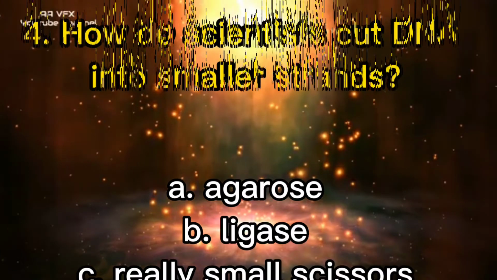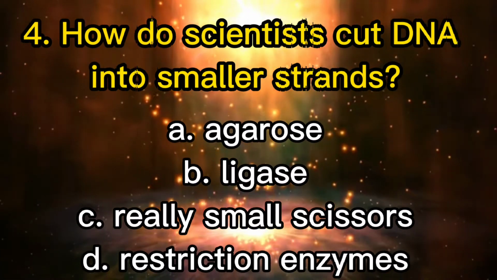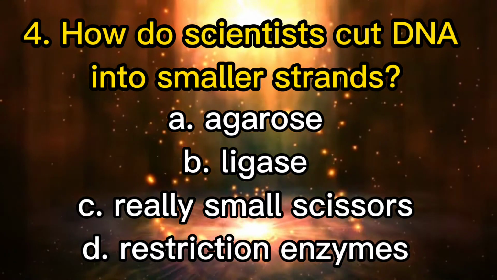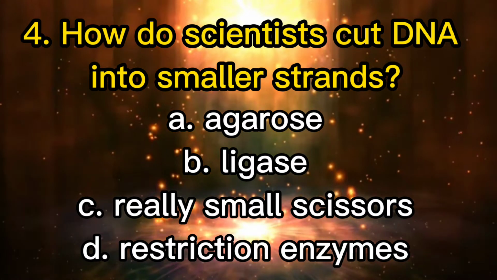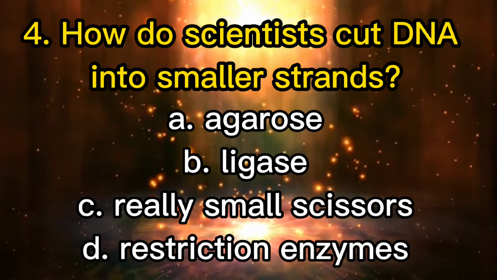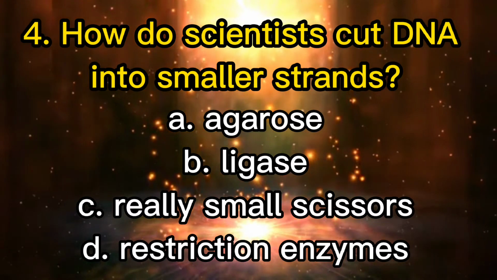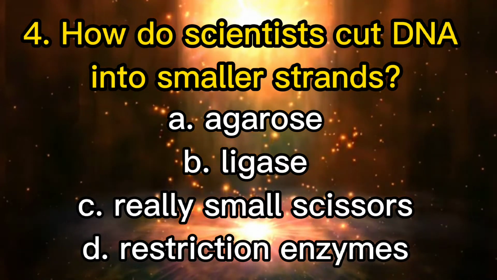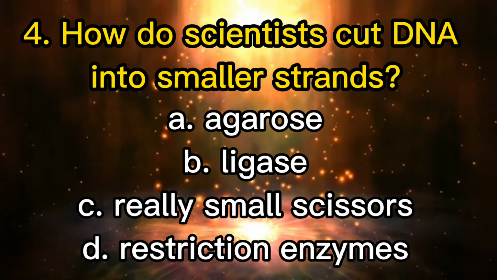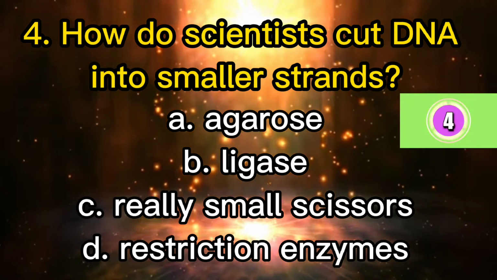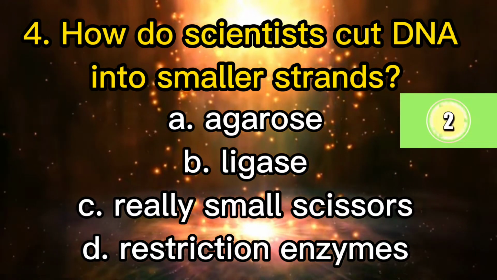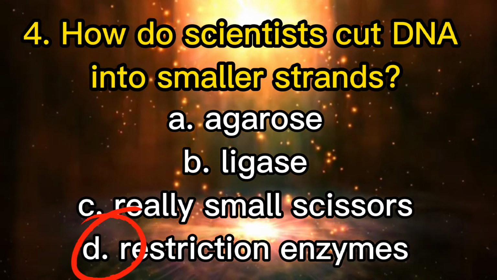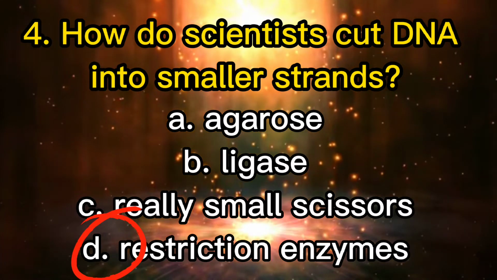Number 4. How do scientists cut DNA into smaller strands? Letter A. Agarose. Letter B. Ligase. Letter C. Really small scissors. And letter D. Restriction enzymes. You're right. The answer is letter D.